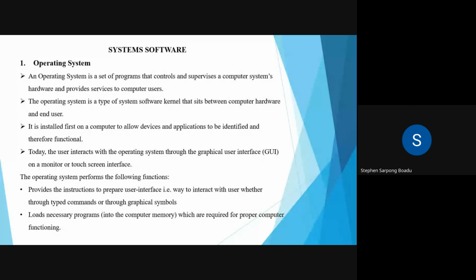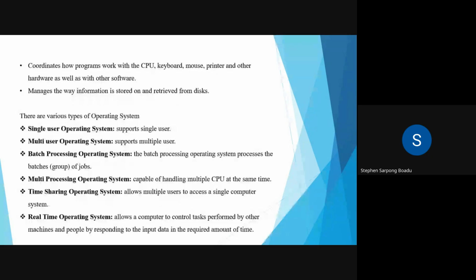So here it says the operating system performs the following functions. It provides the instructions to prepare the user interface. That has been mentioned, and it also loads necessary programs into the computer which are required for proper computer functioning. So the operating system is what loads all the programs in the computer. Without the operating system, like I said, your computer is nothing. It can't do anything. It's just a white elephant. It also coordinates how programs work with the CPU, keyboard, mouse, printer, and other hardware, as well as with other software. Then it also manages the way information is stored and retrieved from disks.